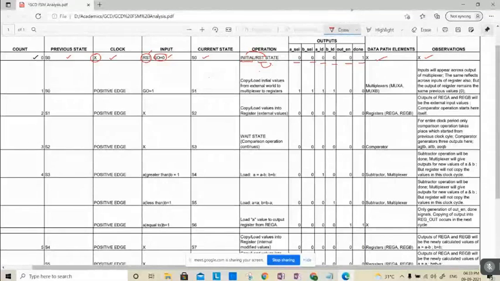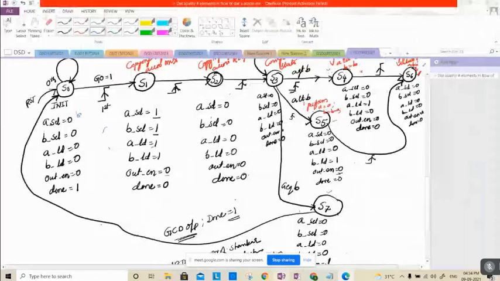Yes, sir. Right. Now count is equal to 1. The first clock is given. We are at S naught, and we are giving the positive edge over here. Go value is equal to 1. Go value is equal to 1. It is going to enter into S1 state. It is going to enter into S1 state. So it is coming into the S1 state.